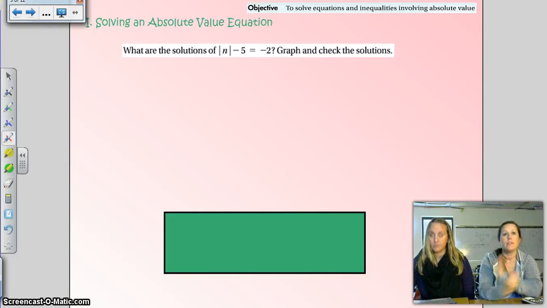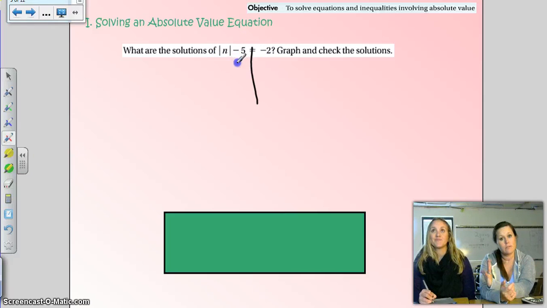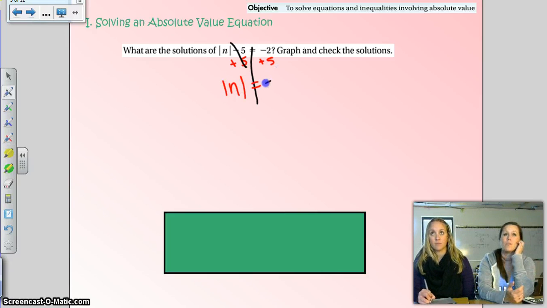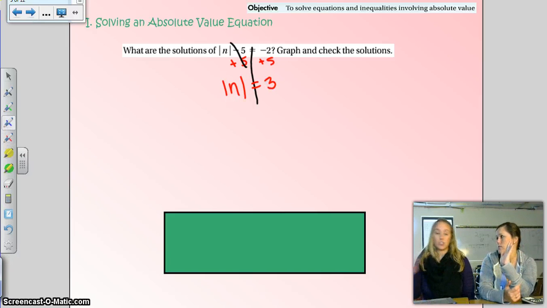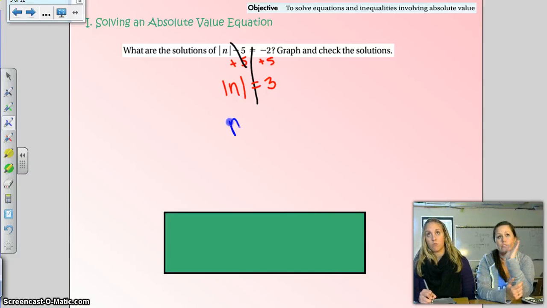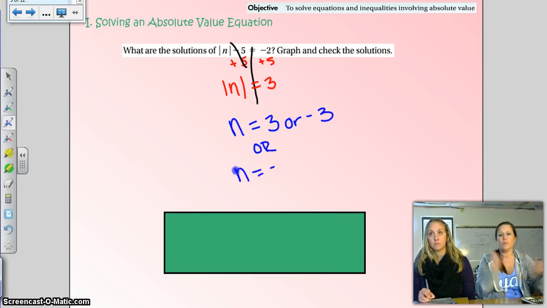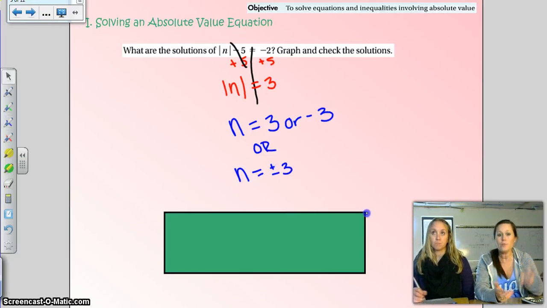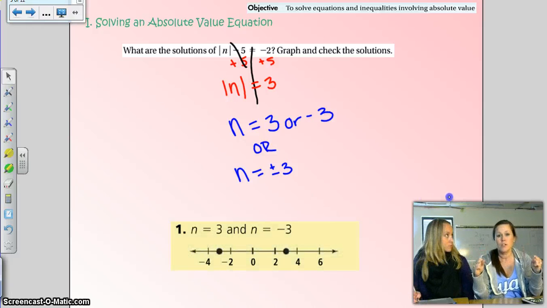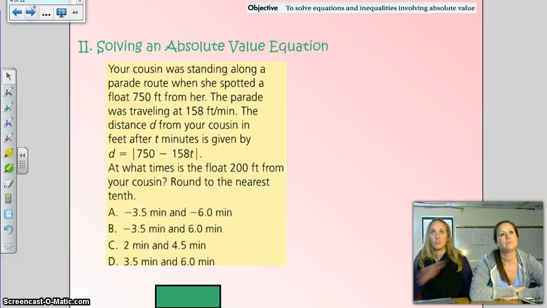Do it again. So in this situation, we're going to add 5 to both sides. We're going to be left with the absolute value of n is equal to 3, right? Yeah. Okay, so that is not your answer. I'm not done yet. My answer is n equals positive or negative 3. Remember, we don't want to know what negative n is. We don't want to know what absolute value n is. We want to know what just plain n is. And then when we graph it, we put 2 dots on where the 3's are. No shade for you.